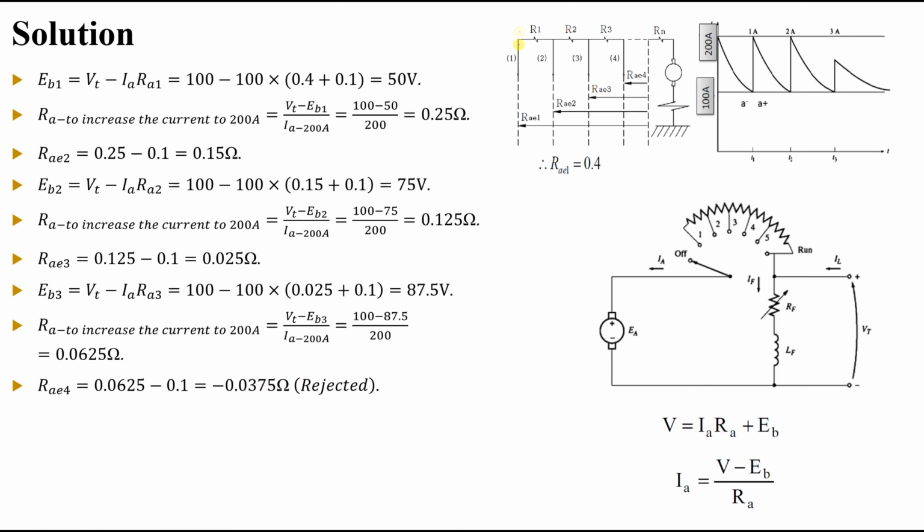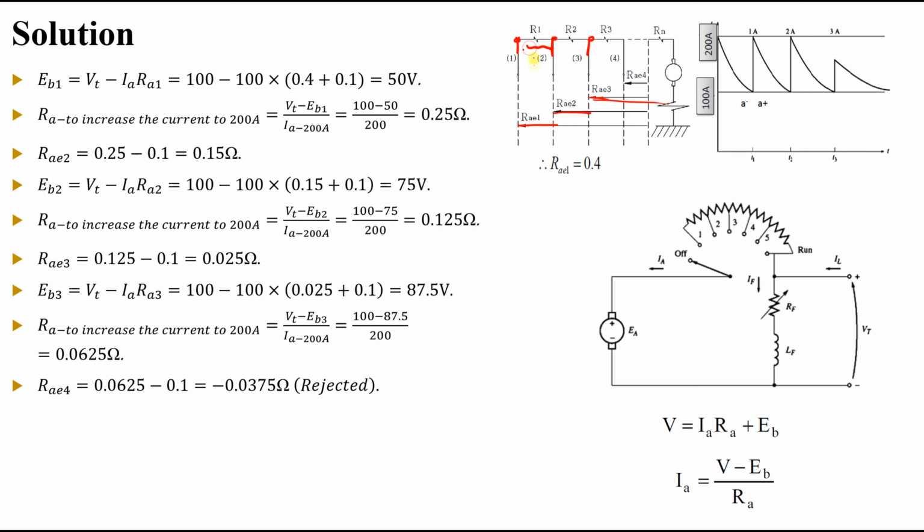So in this case, we have resistance between 1 and 2, resistance between 2 and 3, and then we will have the run position. So how many steps do we have? We have 1, 2, and 3: resistance RE1, RE2, and RE3. So what is the value of these resistances R1, R2, R3?